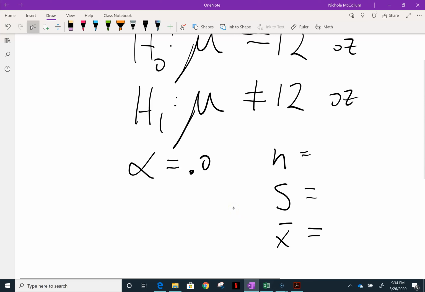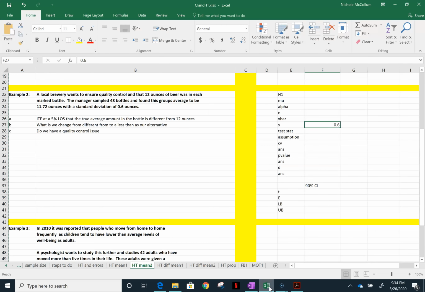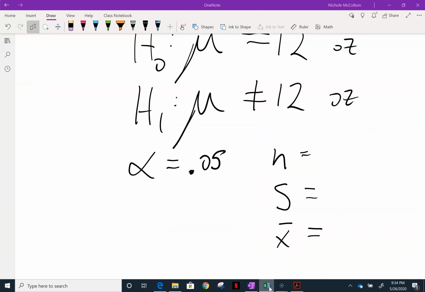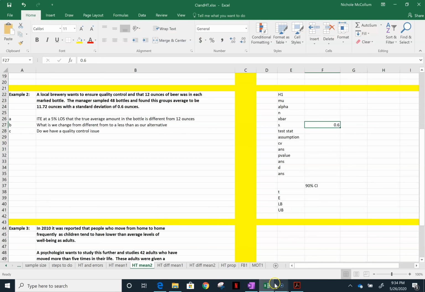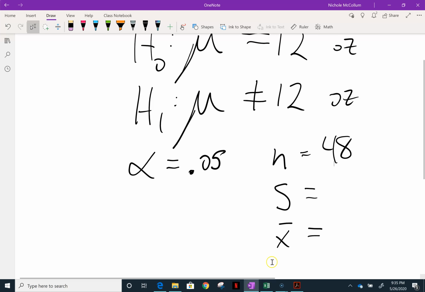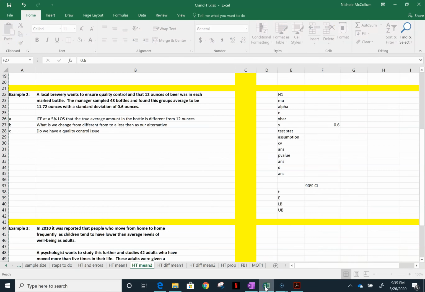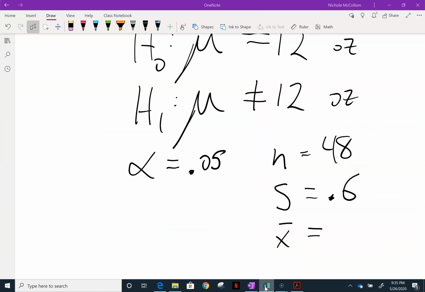Level of significance, please place it as a decimal. N is sample size. That's important. Our sample size here is what? Well, we sampled 48 bottles. There's your sample size. S is the sample standard deviation. Well, we needed that because that's the controlling device of why we are using the t-distribution. So 0.6 is the sample standard deviation. The average of the sample was 11.72.